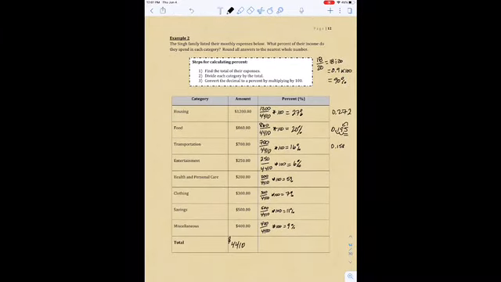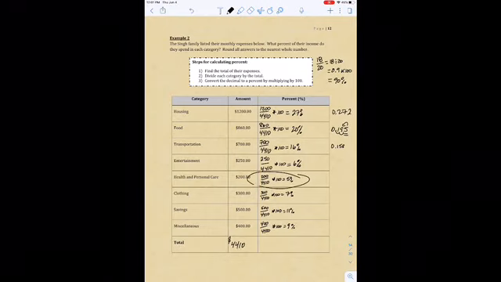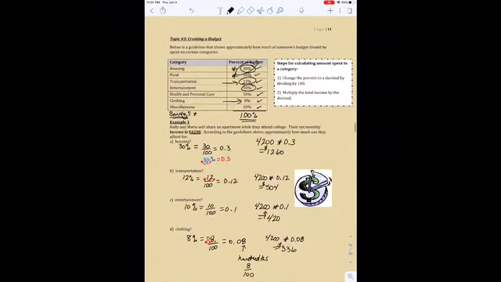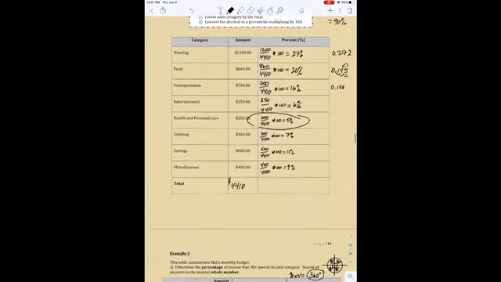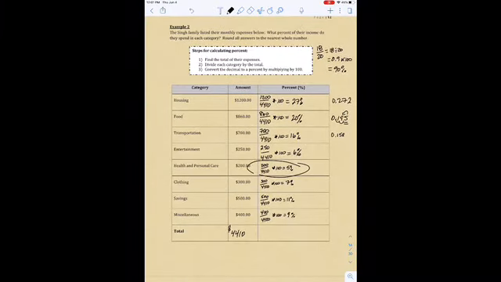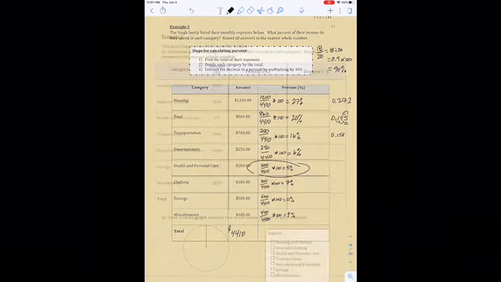Food is 20. They're not really spending a ton of money on health and personal care. The percentage is a little low, so maybe they need to take care of themselves a little bit more, or maybe that's okay, right? Maybe it depends on the month, and every month might not be the exact same. These are just guidelines again. Okay? Let's head on to the next.